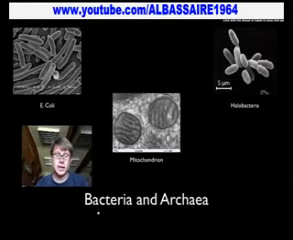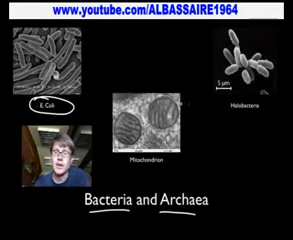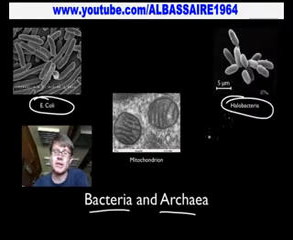So archaea and bacteria, if you look at, this is an E. coli, one of the most famous bacteria, and if you look at halobacteria, which is a salt-loving archaea, they both look almost identical, and the reason they look identical is they have a similar lifestyle. But the one thing that ties them together is that they're incredibly small.